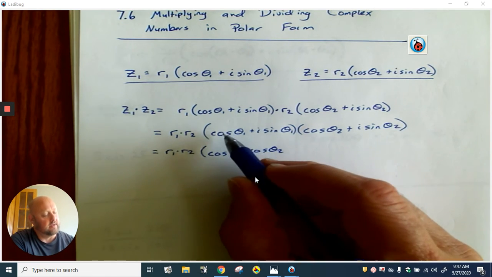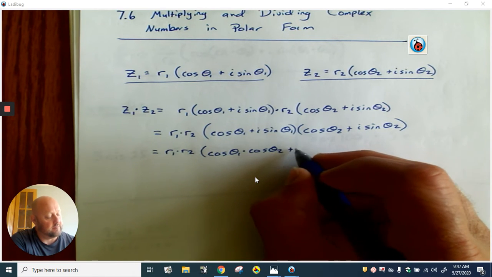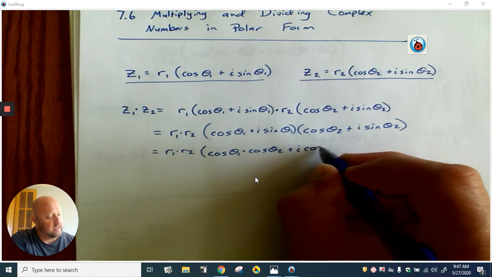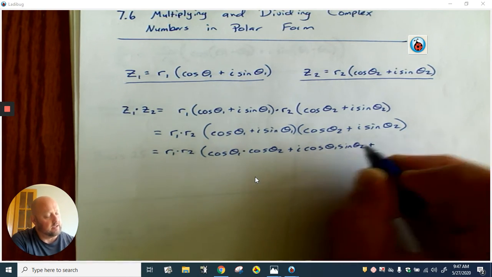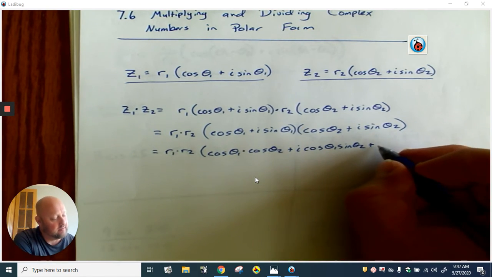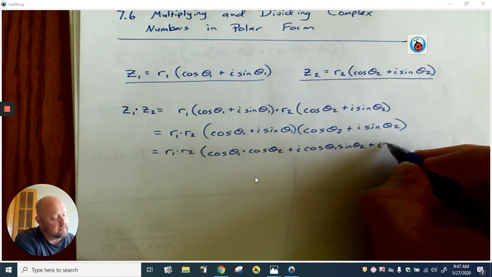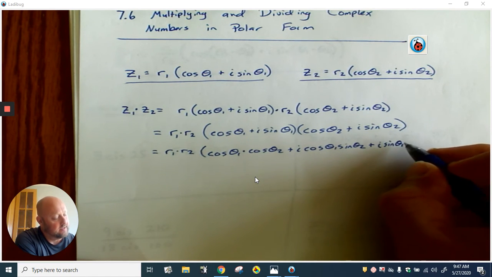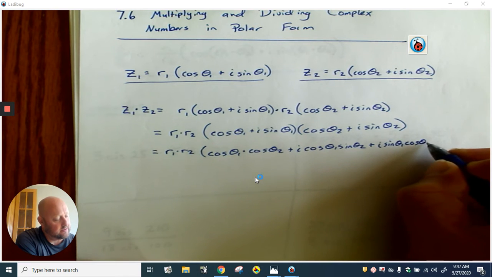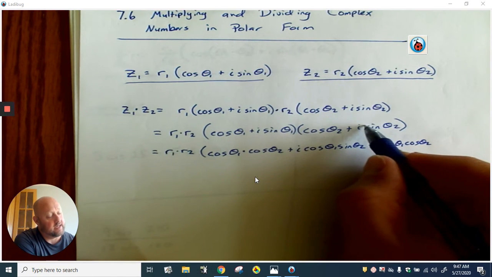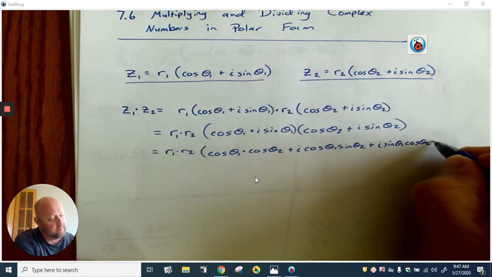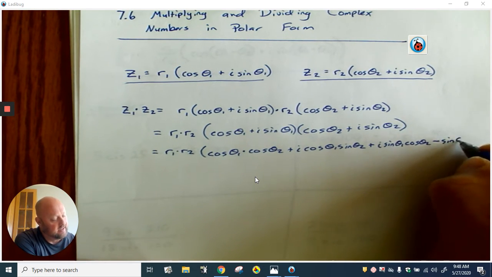And then we go outside, so we got an i. We've got cosine of theta 1 times sine of theta 2, plus, and then we got this second one here. We got i sine of theta 1 times cosine of theta 2 when we do the insides. And now we got to do the last. So we're going to have i times i is i squared, but we know i squared is negative 1, so that's just going to turn to a minus. And then we have sine theta 1, sine theta 2.